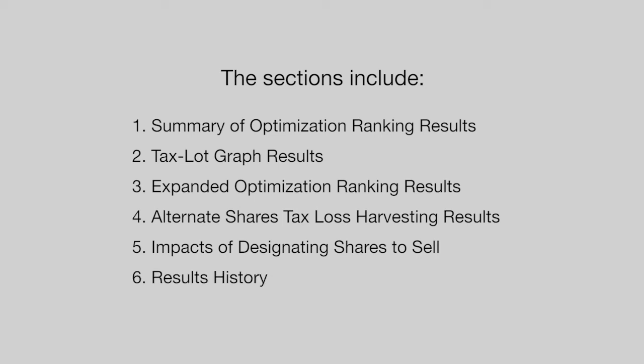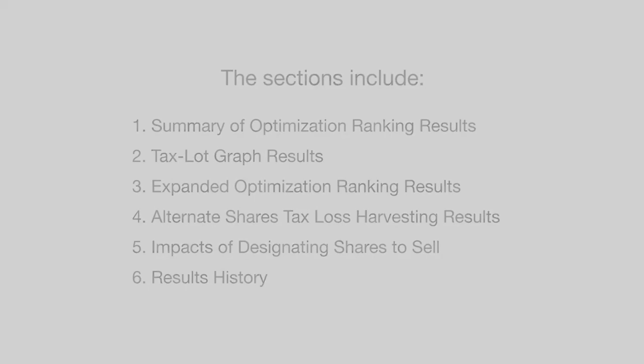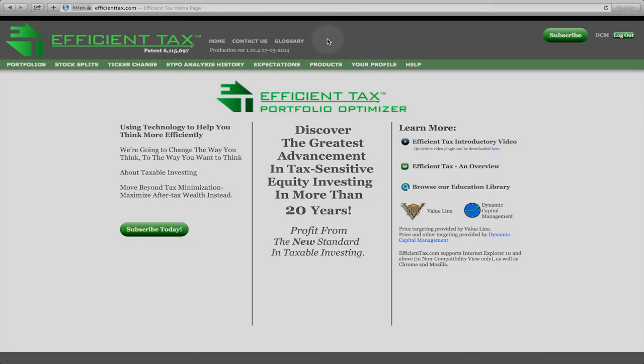An Efficient Tax Portfolio Optimizer analysis has many inputs and lots of outputs. In order to help make the results easier to understand and use, we first present a summary report that can immediately be used for trade execution decisions and for printing. Then we also give users more options to view results in greater detail and in different versions. So let's get started with the summary of optimization ranking results.